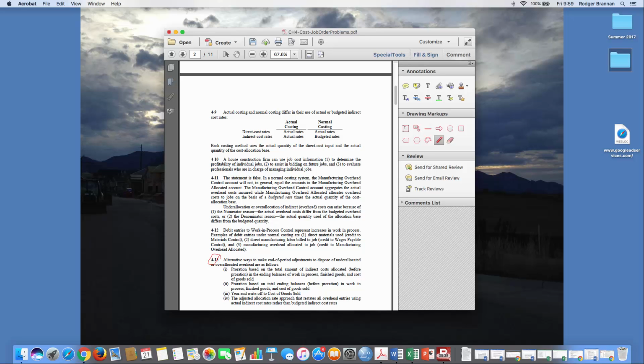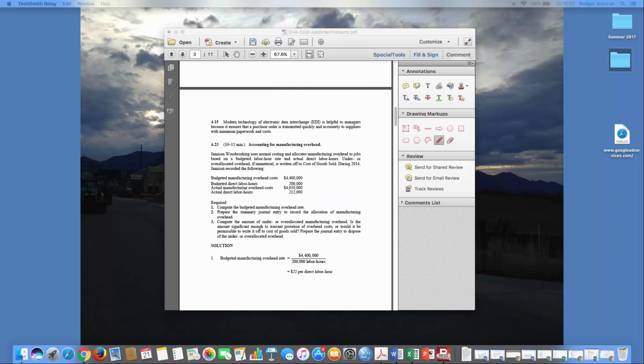So at the end of the year, I'm going to have to reconcile the two. Inevitably, they're not going to be equal, and so I'm going to have to make a small adjustment. Hopefully it's small, it's immaterial. I can adjust it to cost of goods sold. If it's deemed to be material, I'm going to have to prorate it between work in process, finished goods, and cost of goods sold.